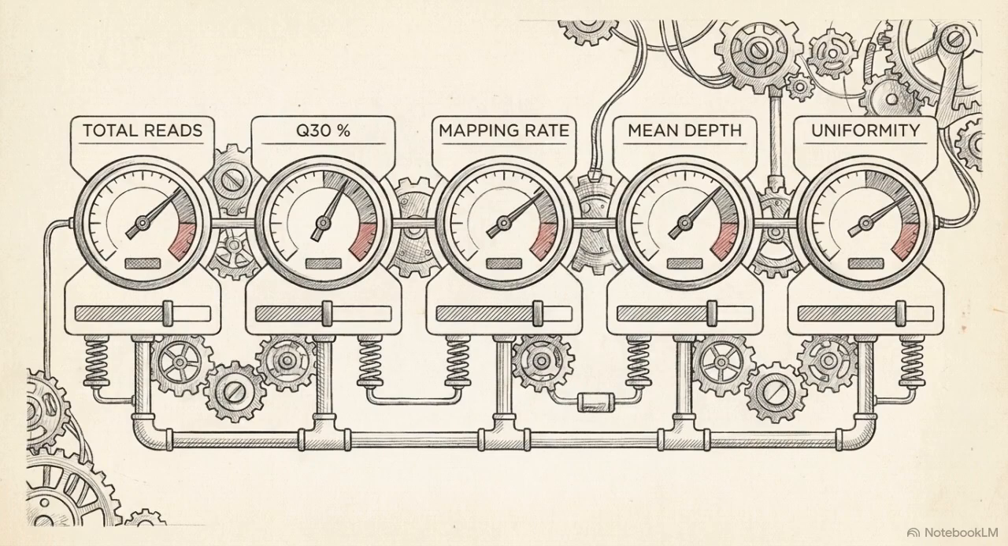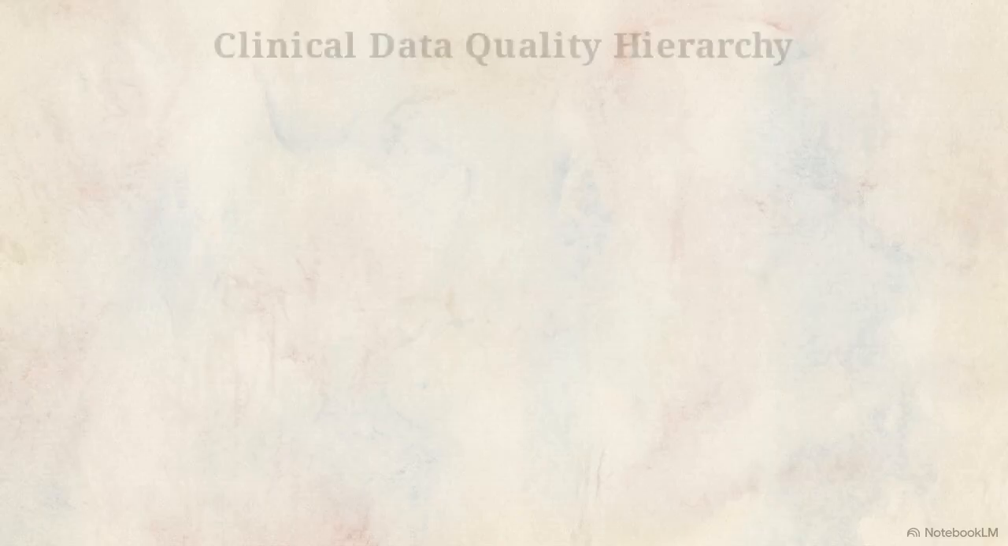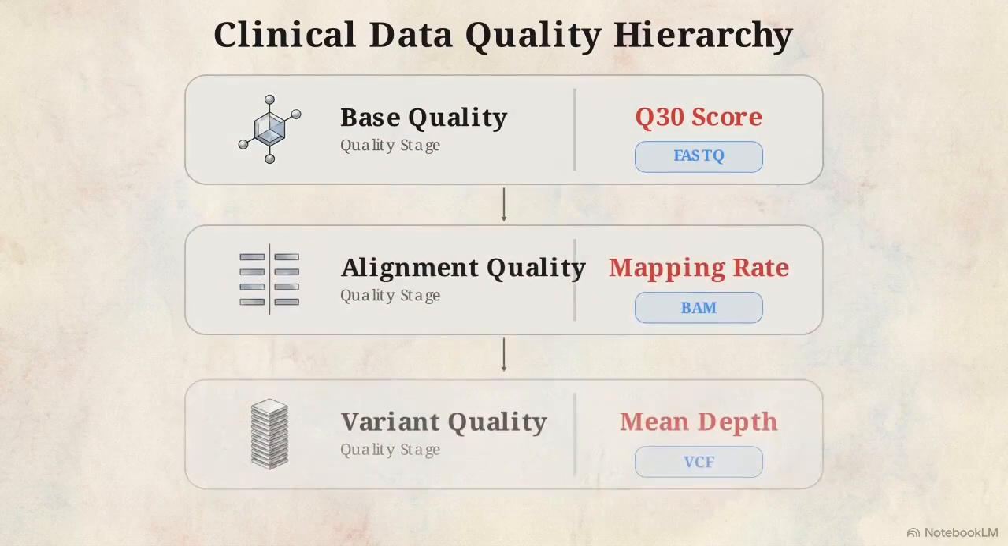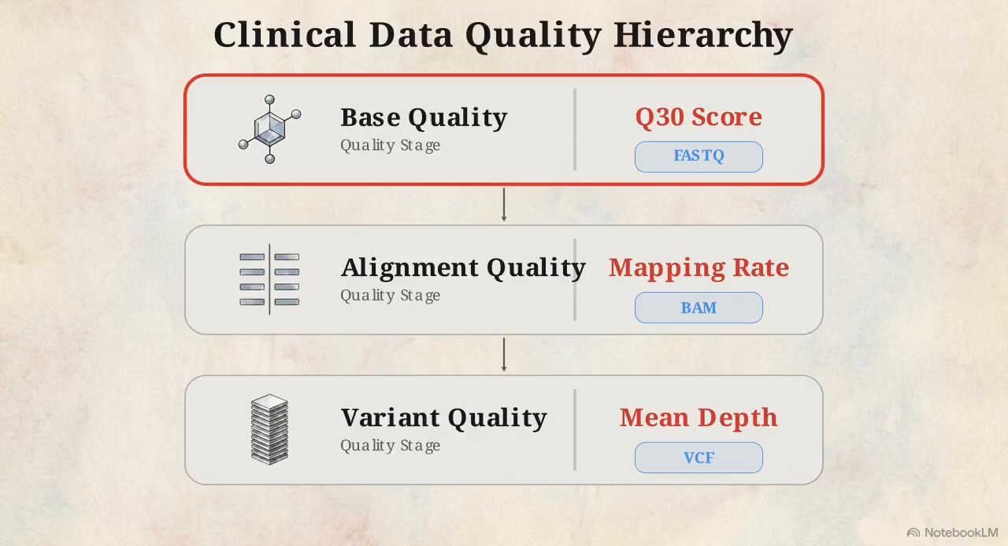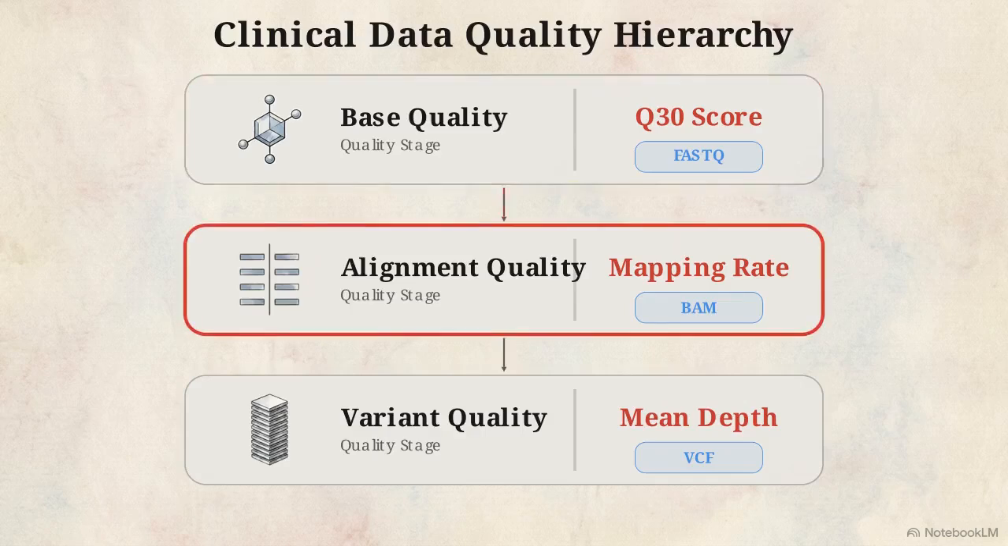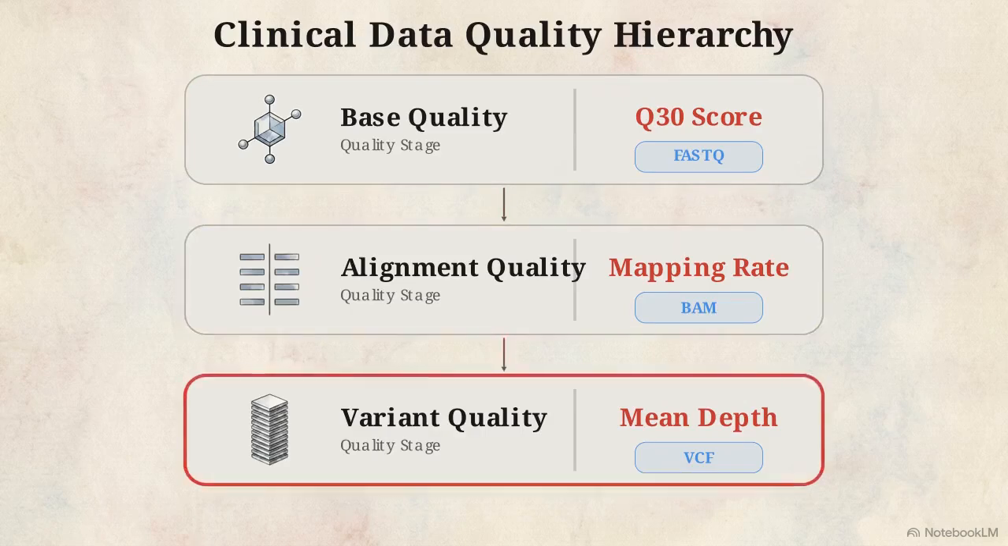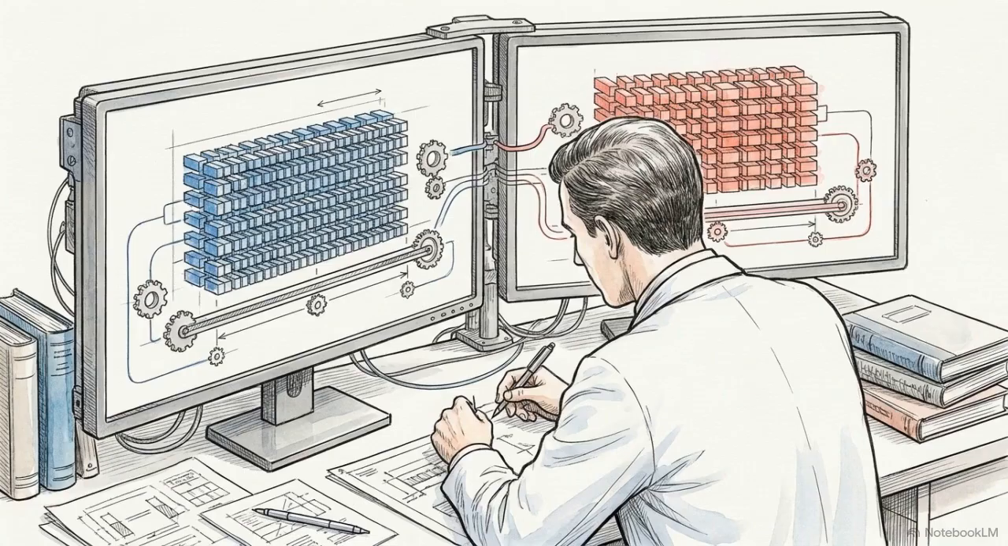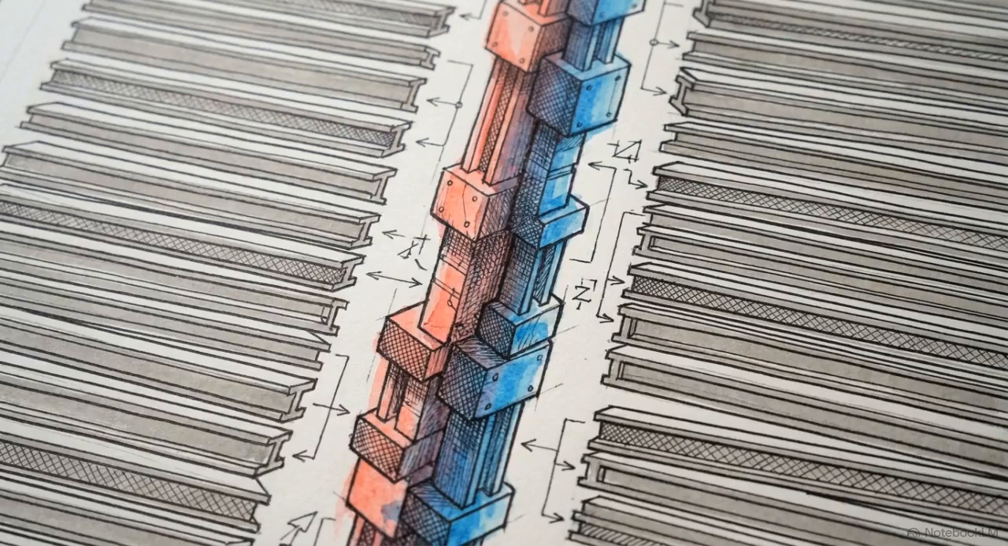This dashboard shows how these mathematical thresholds materialize in an analyst's daily workflow using pipelines like Dragon. The metrics displayed here track the exact structural hierarchy we just mapped. Q30 verifies the base calls, mapping rate confirms the alignment, and mean depth ensures the variants have sufficient support. Once the software clears the data, analysts perform a manual review using tools like the Integrative Genomics Viewer, visually inspecting the alignments to ensure complex artifacts haven't slipped through.